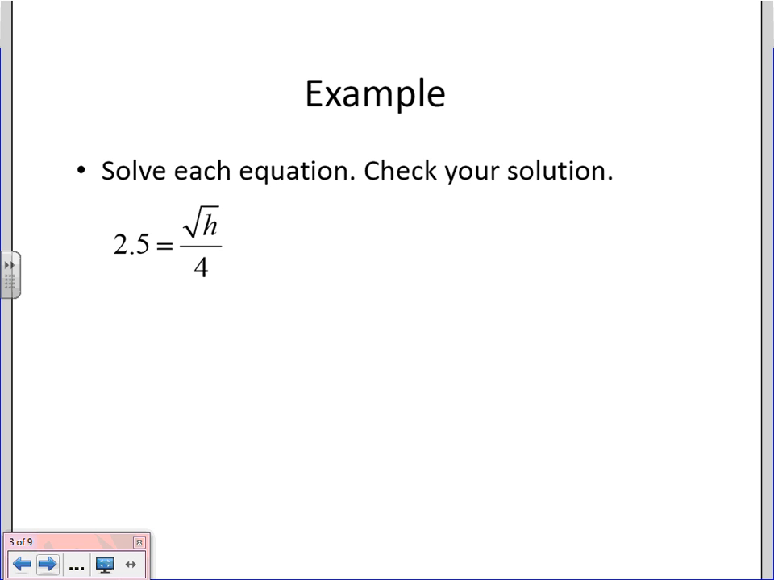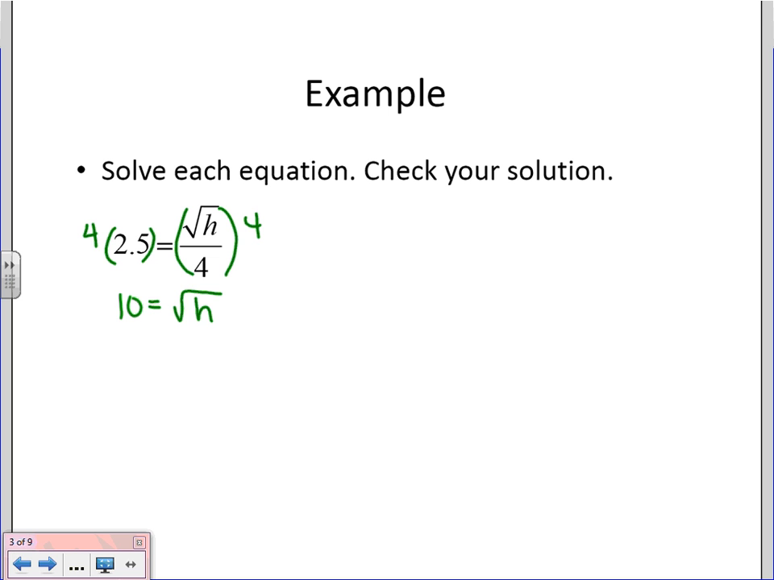Okay, here's our first example. 2.5 equals square root of h over 4. So first of all, I want to isolate my square root, which means I've got to multiply by 4 on both sides. And 2.5 times 4 is 10 equals square root of h.